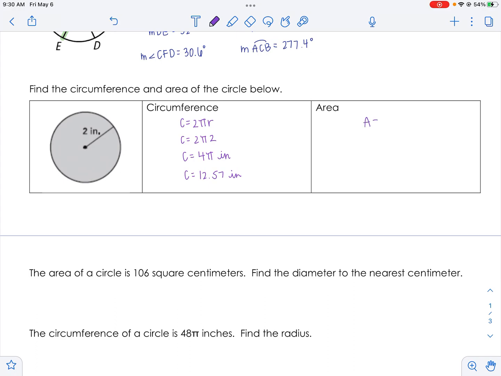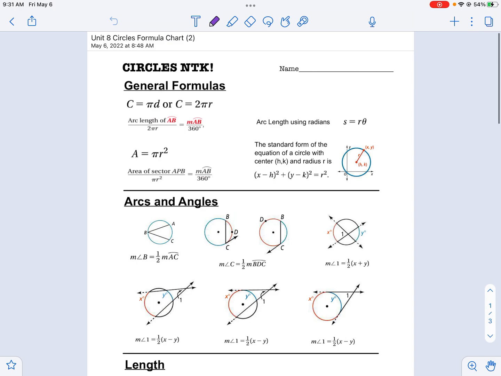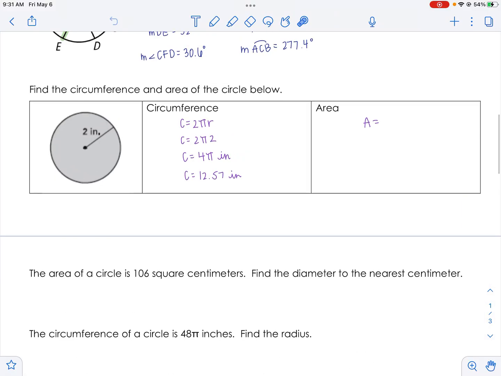So area, if you go back and you look at that formula chart, the area one's on there too. So area is pi r squared. So if area is pi r squared, and the radius is 2, that would be pi times 2 squared. Well, 2 squared is just 2 times 2, which would make that 4 pi. But area would be inches squared. And then if it wanted it as a decimal, we already found out that 4 pi would be 12.57 inches squared. So that's it. And you probably have seen circumference and area before, so hopefully that's nothing too new.